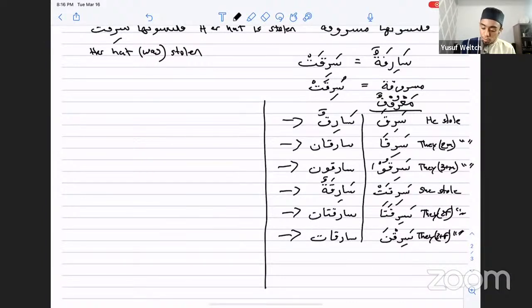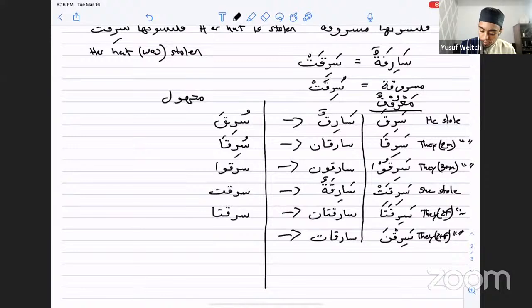So that's ma'ruf. Now, if we do the same thing but with the passive, which is called majhul, the difference is that when you write the sin raqa, the first letter gets a dhamma and the second to last letter gets a kasra. Everything else stays the same. So suriqa, suriqu, suriqat, suriqata, and suriqna.